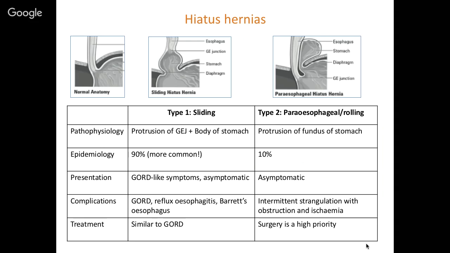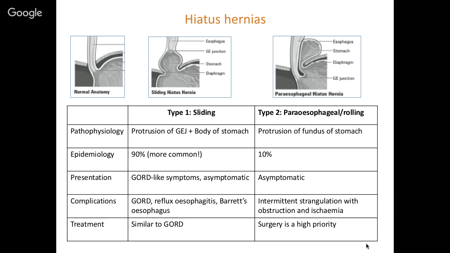Generally with sliding, because you have the involvement of the gastroesophageal junction, you can get GORD-like symptoms. We talked about that last week. What are some GORD symptoms? Anyone? Yeah, heartburn, burning epigastric pain, water brash, regurgitation, burping, belching, those sort of things. But they can just as easily be asymptomatic, like rolling ones. Complications associated with GORD, obviously, Barrett's esophagus being one of the main ones. With rolling, you can get twisting of the fundus around, causing strangulation and later on ischemia.